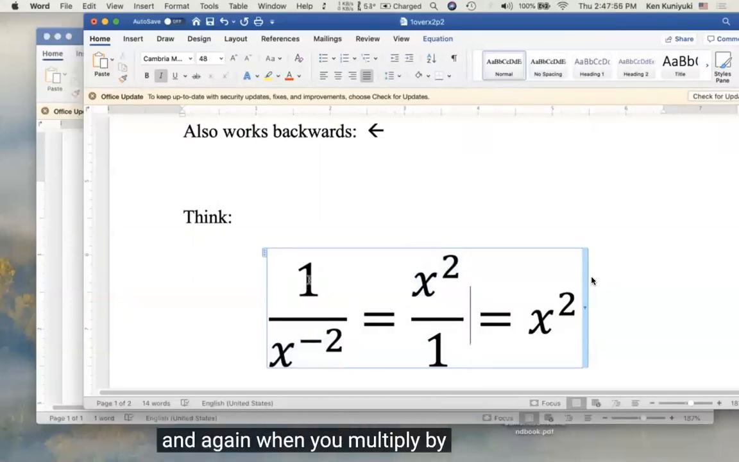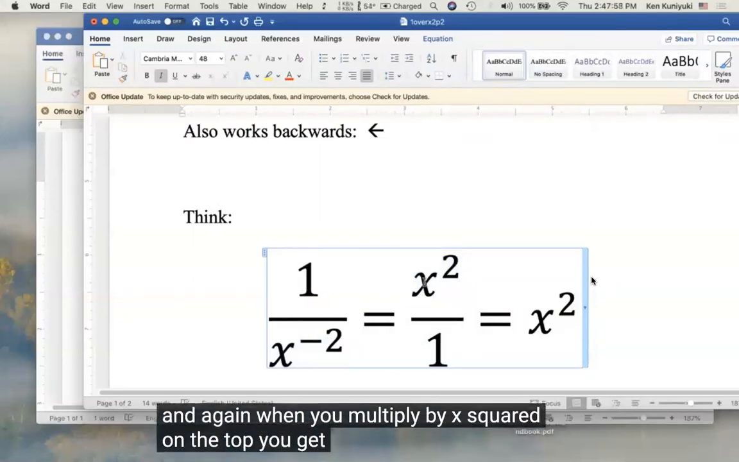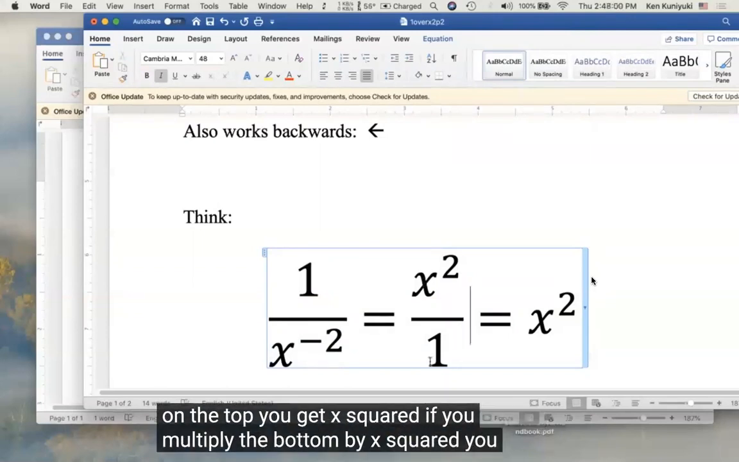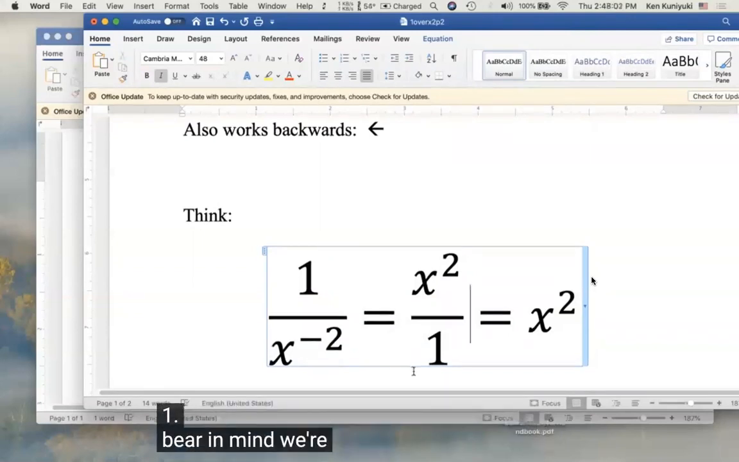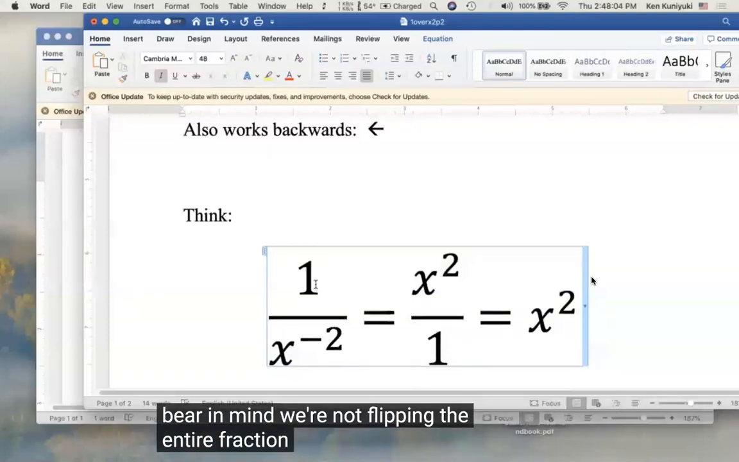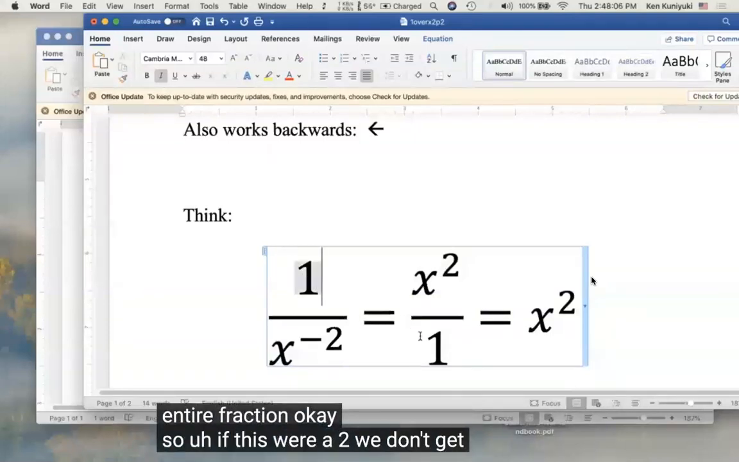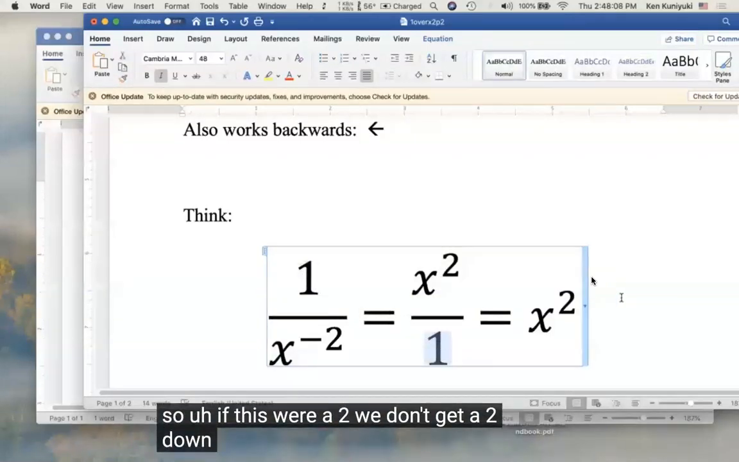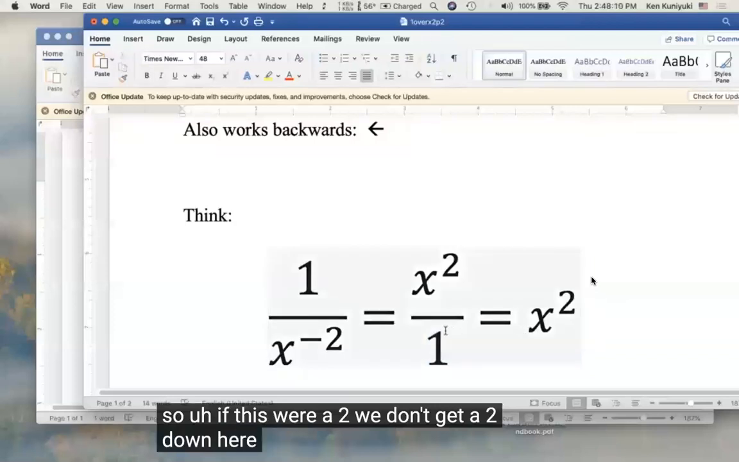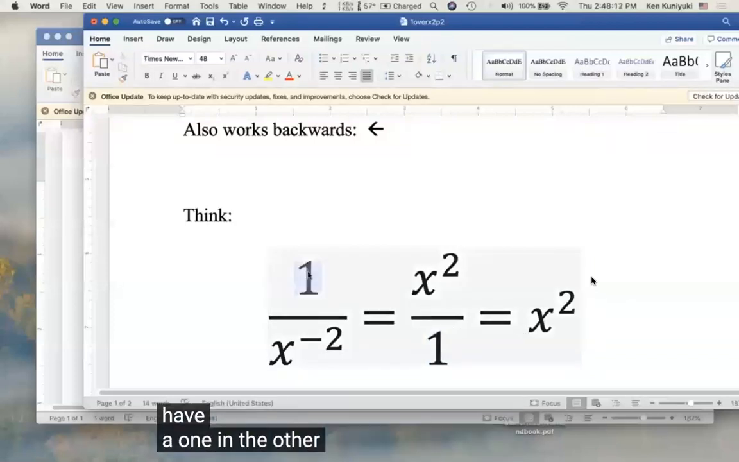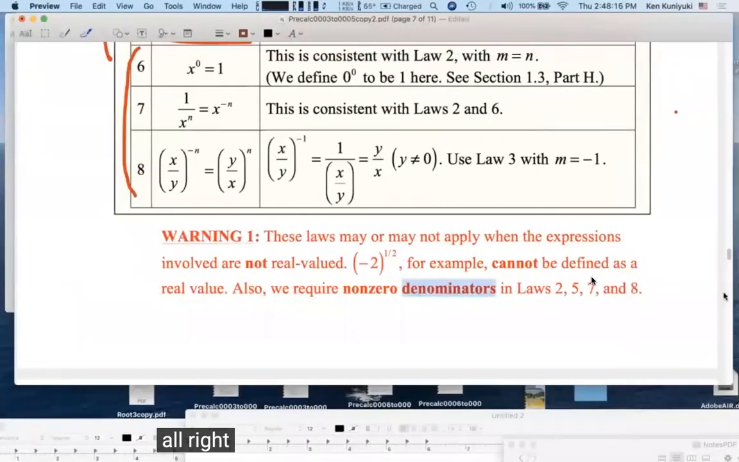And again, when you multiply by x squared on the top, you get x squared. If you multiply the bottom by x squared, you get 1. Bear in mind, we're not flipping the entire fraction. So if this were a 2, we don't get a 2 down here. The flipping does work if you have a 1 in the other part. All right.